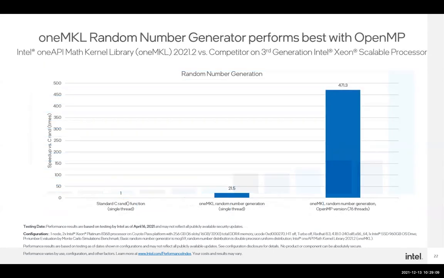The second example is similar for vector RNG's performance, but in this case, we report that relative to the C rand function, higher is better here. A single thread speeds up the computation about 21.5 times. And 76 threads on an isolated processor with 38 cores speeds that up by 471 times.